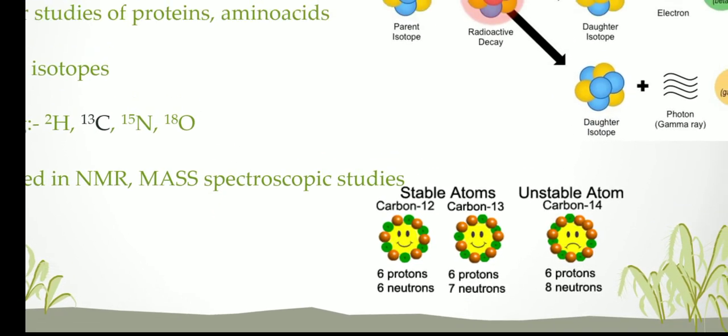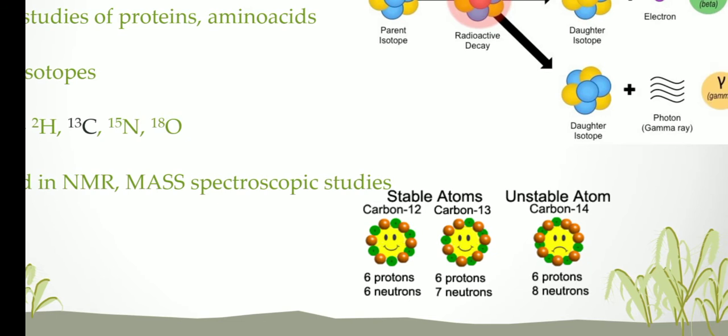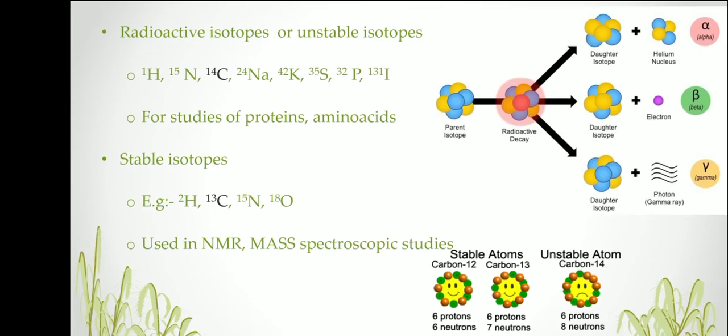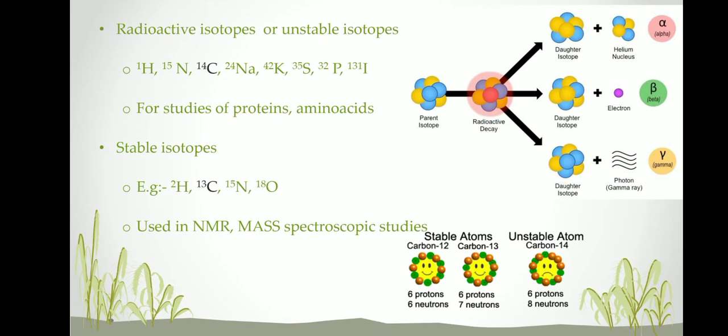Carbon 12 and carbon 13 are stable isotopes of carbon, and the unstable or radioactive isotope of carbon is carbon 14. So, this is about the radioactive or unstable isotopes and stable isotopes. This is just an introduction. There is no need to study much about all this.